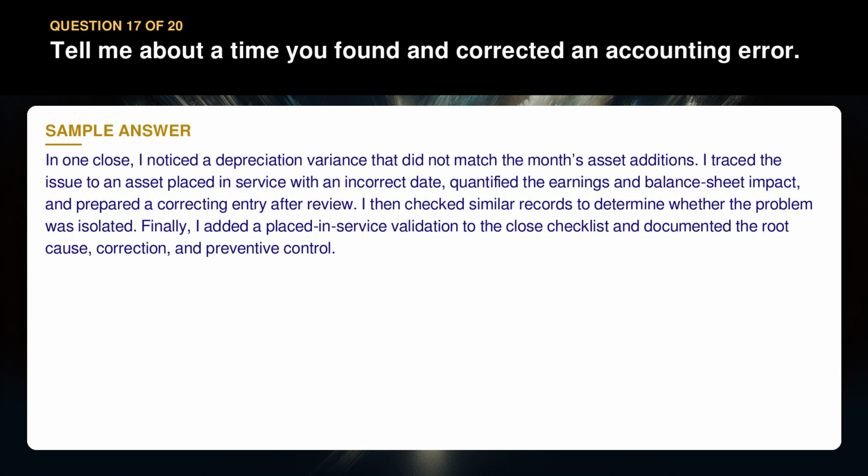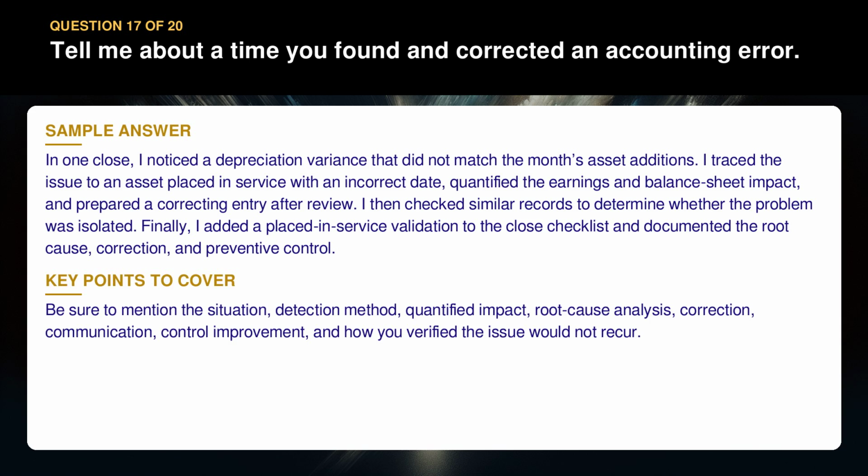Finally, I added a placed in service validation to the close checklist and documented the root cause, correction, and preventive control. Be sure to mention the situation, detection method, quantified impact, root cause analysis, correction, communication, control improvement, and how you verified the issue would not recur.